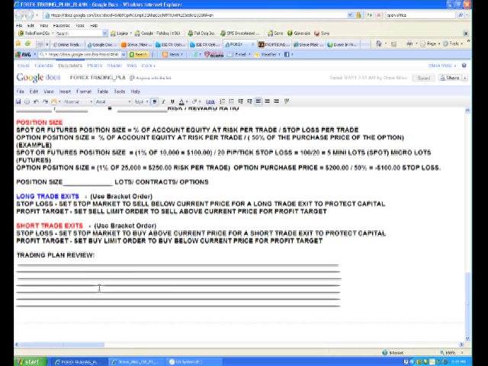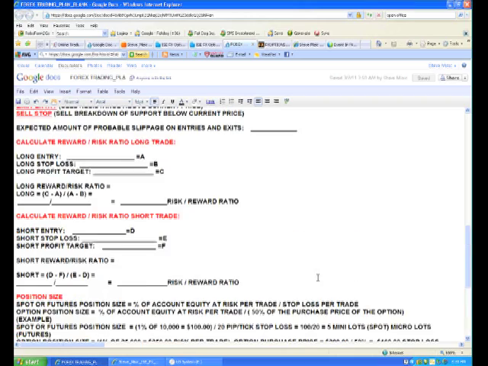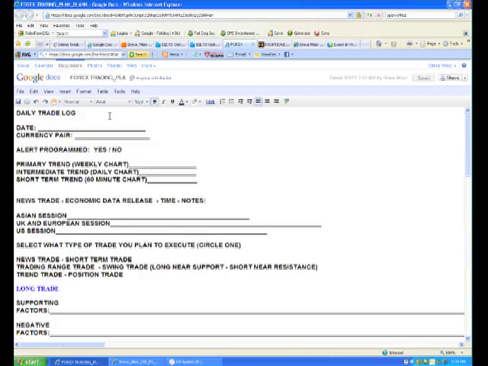I'm going to go ahead and print this. I'm going to poke holes in it, put it in a loose leaf binder along with a before and after picture of the chart. And then if I ever need to go back and review what I did on that particular day, I would have that information saved for me. So that's an example of a daily trading log.